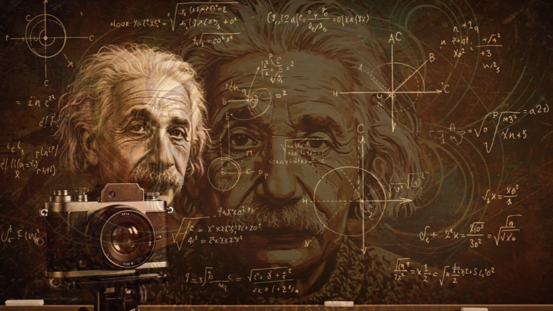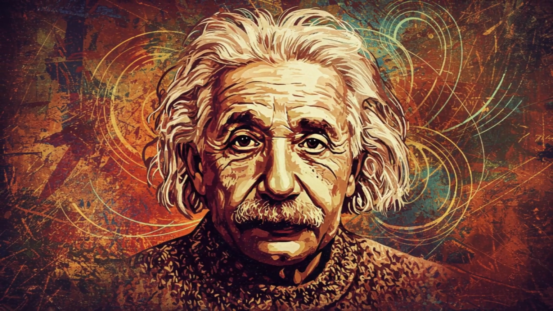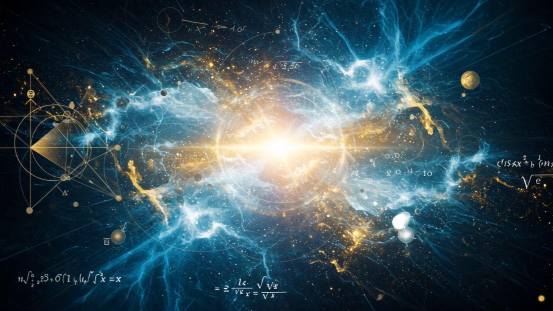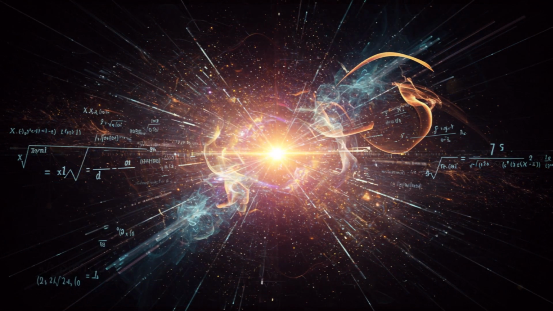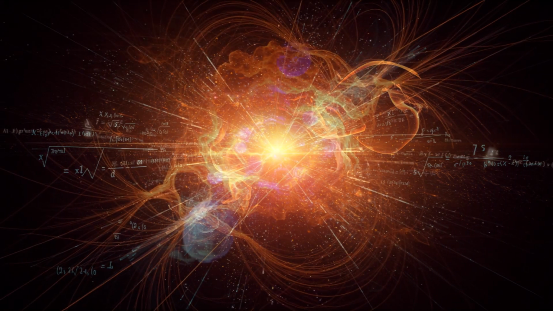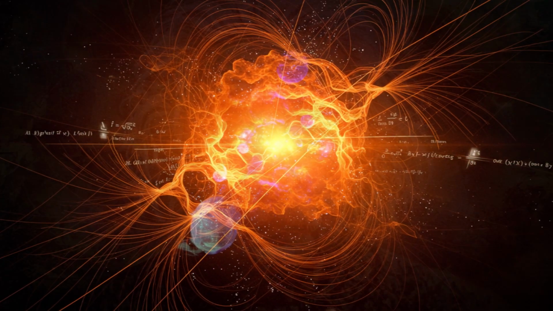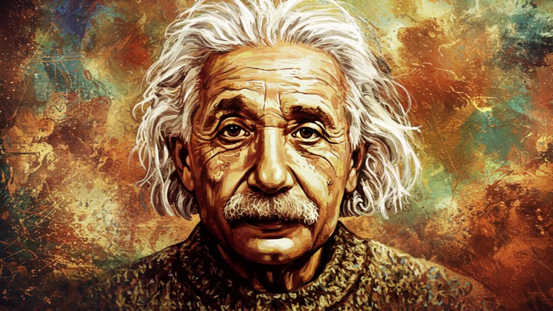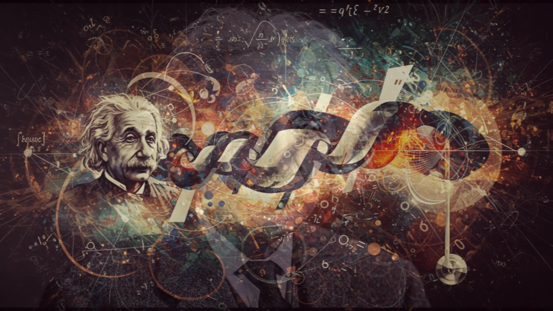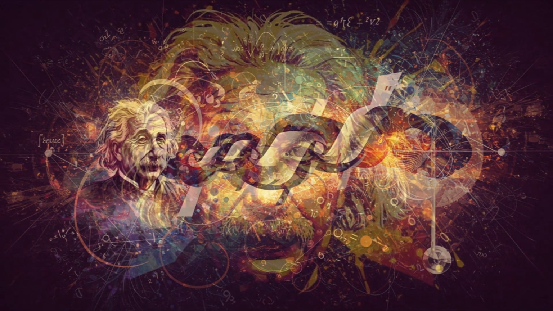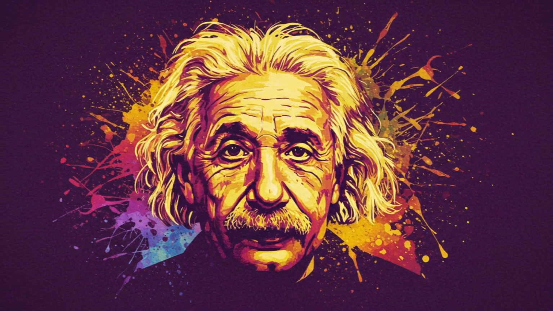Static universe. Einstein introduced the cosmological constant into his equations of general relativity to allow for a static universe, as this was the prevailing belief at the time. However, when Edwin Hubble demonstrated that the universe was expanding, Einstein removed it, calling it the greatest mistake of his life.